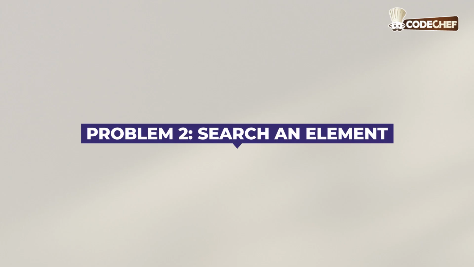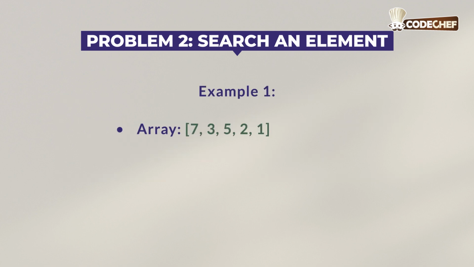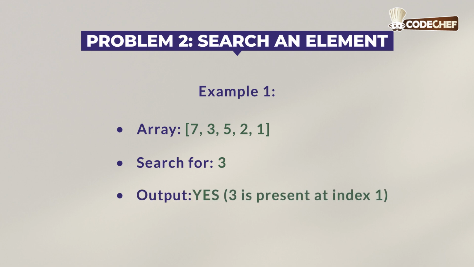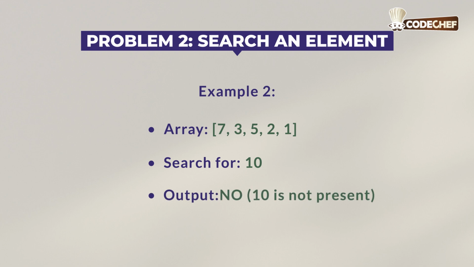The second problem is search an element. Here we do some searching. We need to determine if a specific value exists in an array. And the problem is, does the array contain element x? So here we have an example of array 7 3 5 2 1 and we are searching for 3. The output for the same will be yes, 3 is present at index 1. Now example 2. We have an array of 7 3 5 2 1 and we search for element 10. Now if we run this, we will get the output of no, 10 is not present.